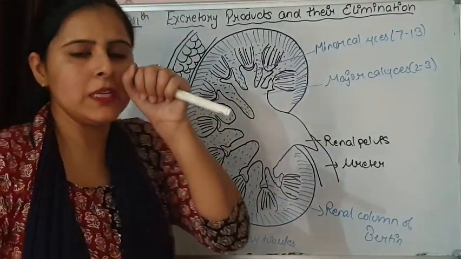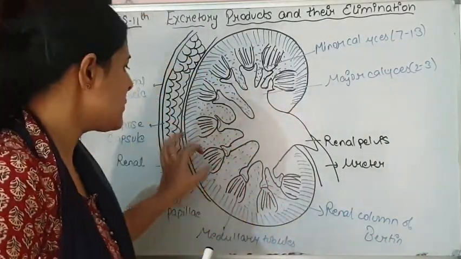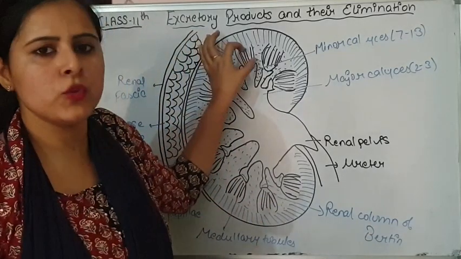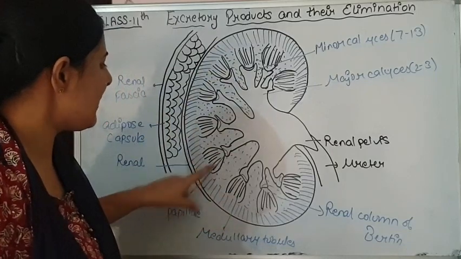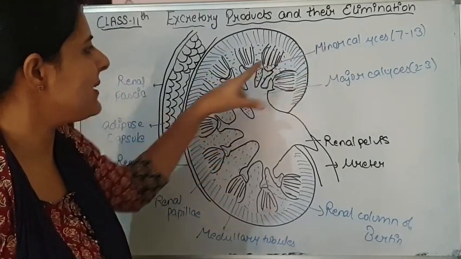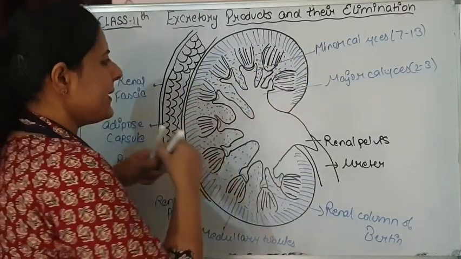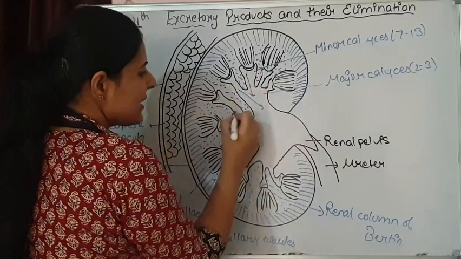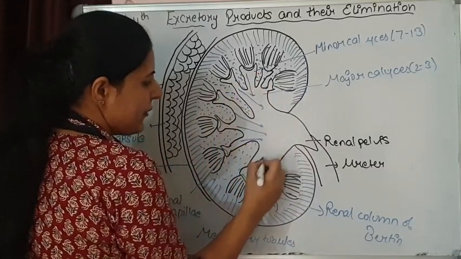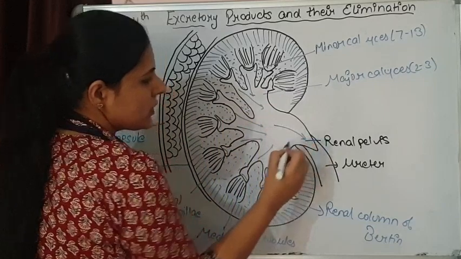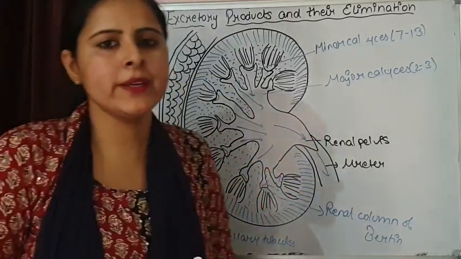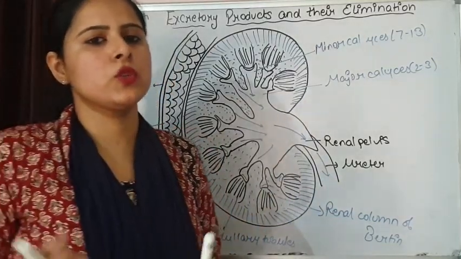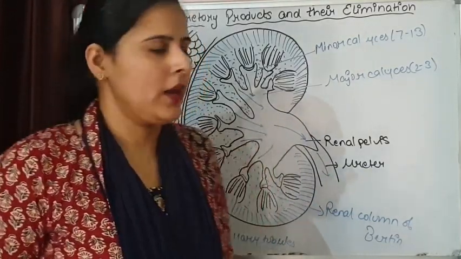Now what will be formed? We know in kidney millions of nephrons are present. So here the nephrons are going to be present. The urine formation will be poured through the renal papilla into the minor calyces. Then it will be connected into the major calyces. And from major calyces it is going into renal pelvis, and then it is going to ureter, and finally this ureter is going to pour it into the urethra.